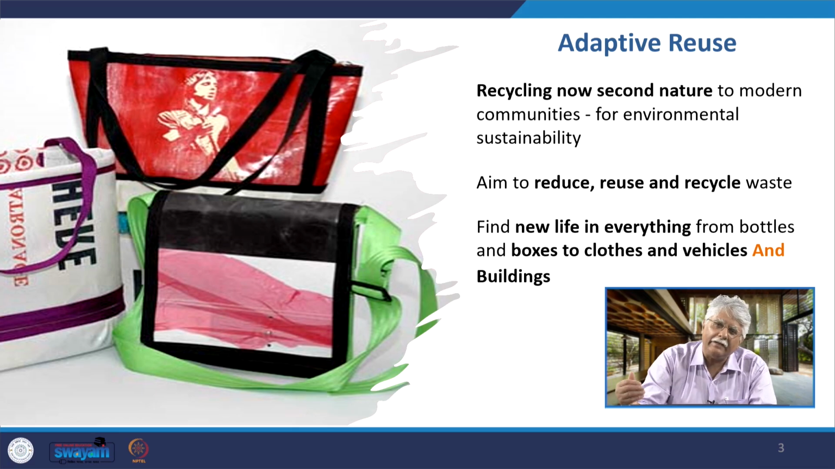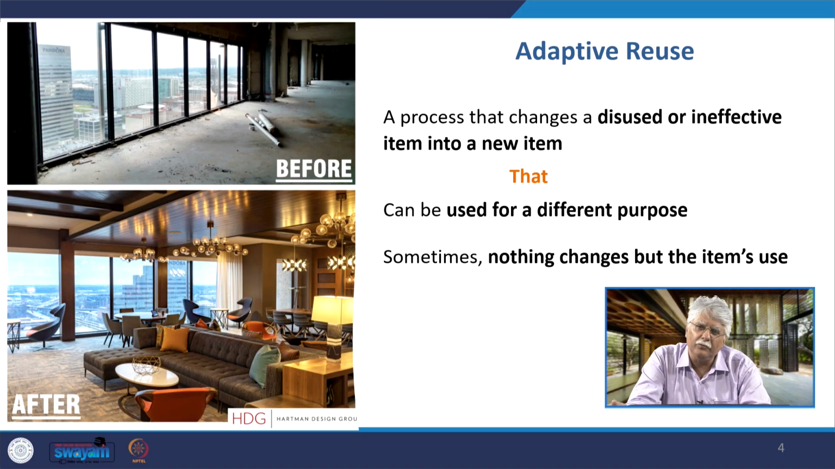Our original incentive, or the reason why we used to do it, was economic, that we can save some money by reusing a product and making it adaptive to another use. All of us have done many such small activities when we were children. So, to find new life in everything from bottles to boxes to clothes and vehicles and then to buildings. A process that changes a disused or ineffective item into a new item that can be used for a completely different purpose. Sometimes nothing changes but only the use of the item. For example, in this picture, there is this old building and how it has been converted after.